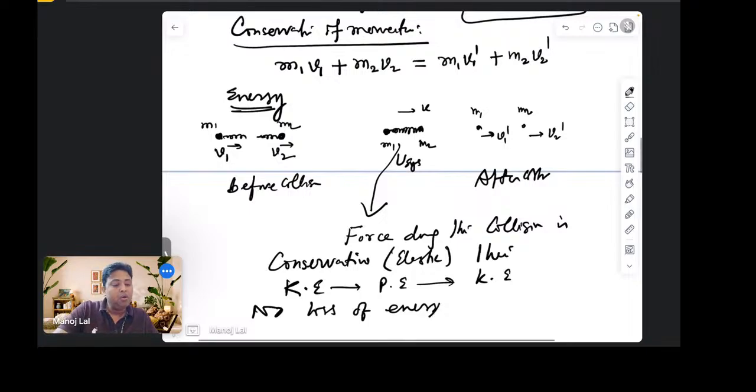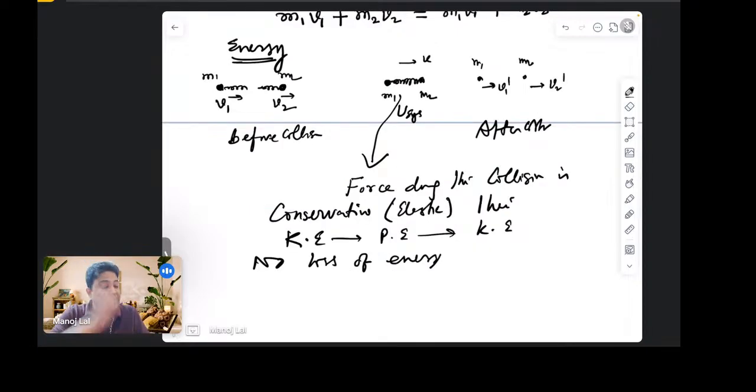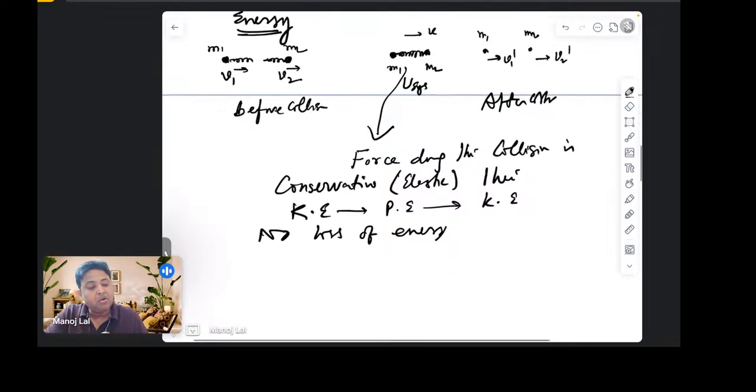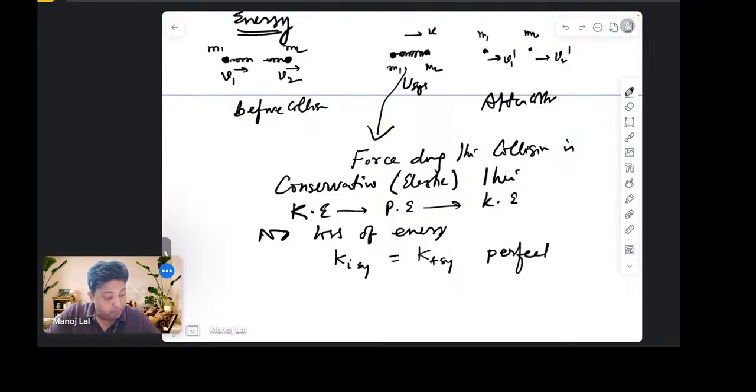No loss of energy means no loss of kinetic energy, I can say particularly. So such a type of collision, if there is no loss of kinetic energy, means K initial of the system is equal to K final of the system, then it is called perfectly elastic. Means what? A collision in which there is no loss of kinetic energy.